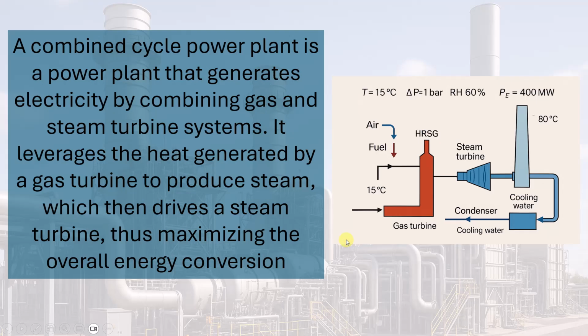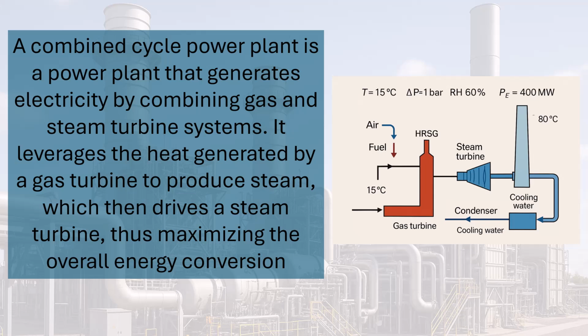A combined cycle power plant is a power plant that generates electricity by combining a gas and a steam turbine system. Air is compressed and mixed with fuel, usually natural gas. The mixture is burned, producing hot, high-pressure gas. The gas expands, driving a gas turbine connected with a generator producing electricity.